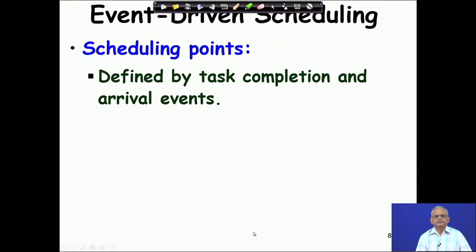When a task arrives, we know that the tasks arrive due to an interrupt. Maybe a periodic task can arrive due to a clock interrupt, a periodic timer interrupt. So, each time the periodic timer interrupt occurs, the corresponding instance of that task, which is called a job, is released or it becomes ready to execute. So, the arrival of every instance of a task, that is a job, defines a scheduling point.